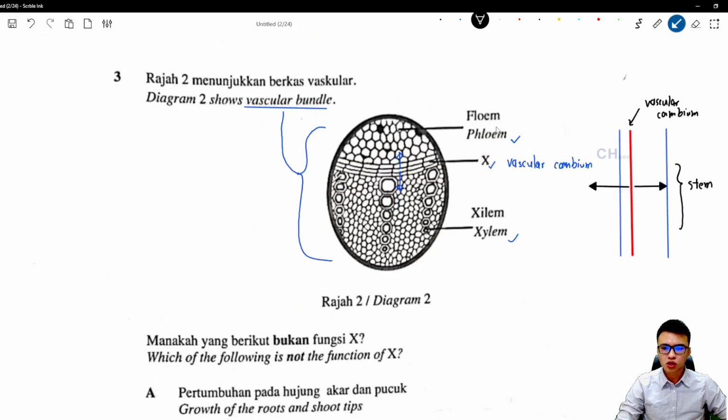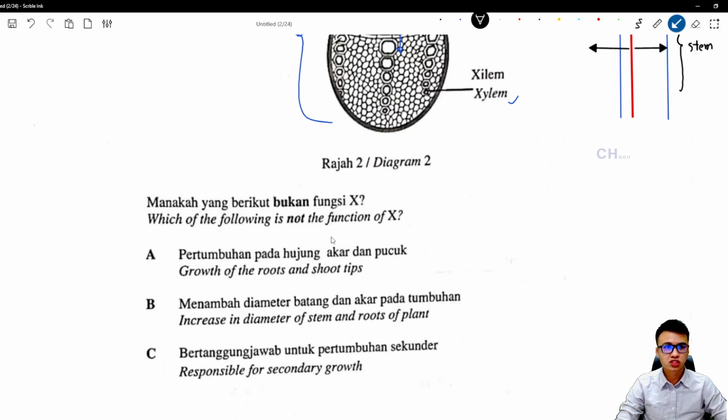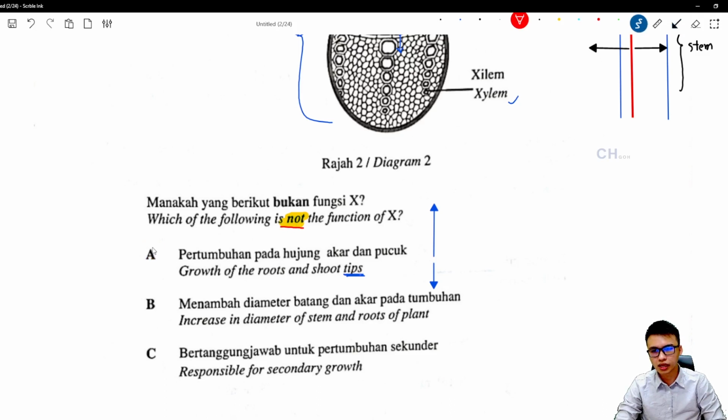Alright, so we look at the question here first. Which of the following is not the function of X? Not the function, guys. A: growth of the roots and the shoot tips. When we are talking about the tips, it means that the plants want to grow vertically. They want to increase the length so that they can get taller or get deeper into the ground in order to get more sunlight or more water. So this one is definitely not the function of X, so A is the answer.